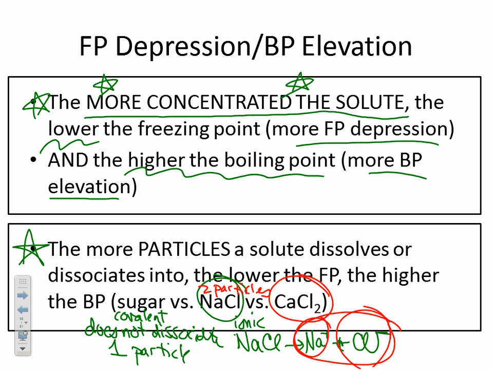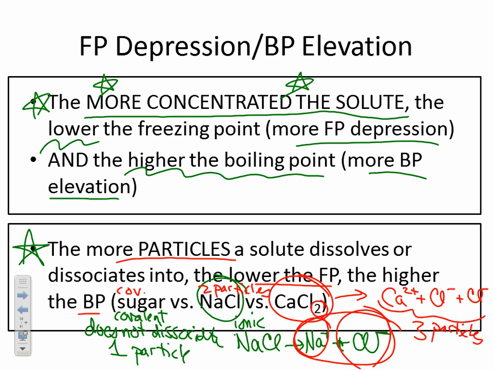Calcium chloride, on the other hand, is also ionic, but calcium chloride will dissociate into a calcium ion plus a chloride ion plus a second chloride ion. That's what that 2 right there is saying. So here we actually have 3 particles. Again, only ionic compounds can do this. Sugar can't do this because it's covalent. So calcium chloride would be even better than NaCl on the roads because we get more particles. And the more particles we have, the lower the freezing point, the higher the boiling point. The more particles our ionic compound can dissociate into, the better this process will be.